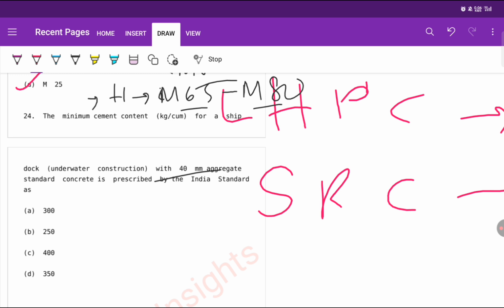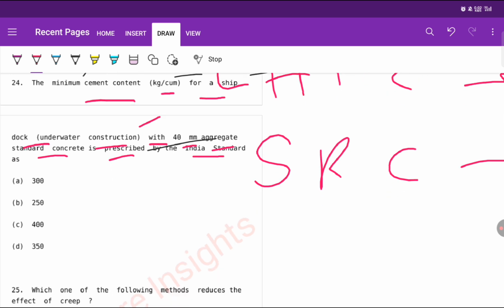Next question: the minimum cement content in kg per meter cube for underwater construction with 40 mm aggregate standard concrete is prescribed by the Indian Standard. Minimum cement content is asked for underwater construction with 40 mm aggregate standard. Now as per the IS code, what will be the minimum cement content?